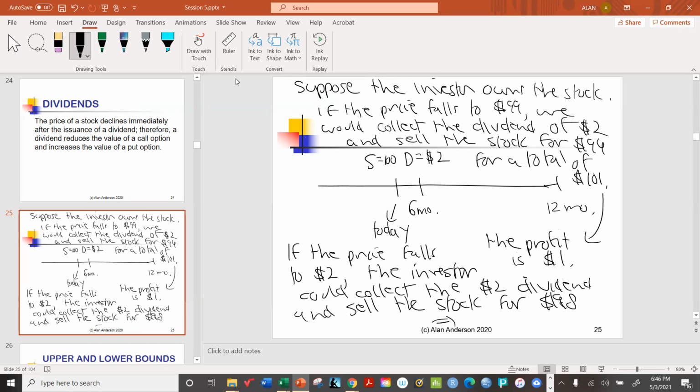Which means there's no profit. Okay, so in other words, the price dropping to 98 simply means that if we collect the $2 dividend and we sell the stock for the new lower price of 98, we'll just end up with $100, which is what we started out with. Whereas if the price only dropped to 99, we could collect the dividend and then sell it to somebody else for 99, and we'd end up with $101, which is $1 more than we had before. So that would mean that we'd have a profit.